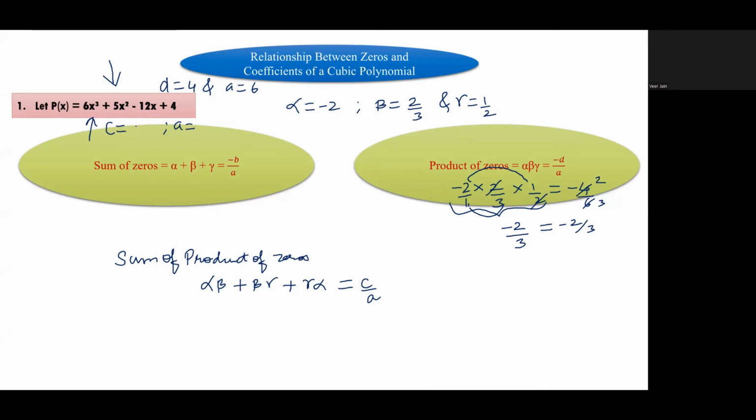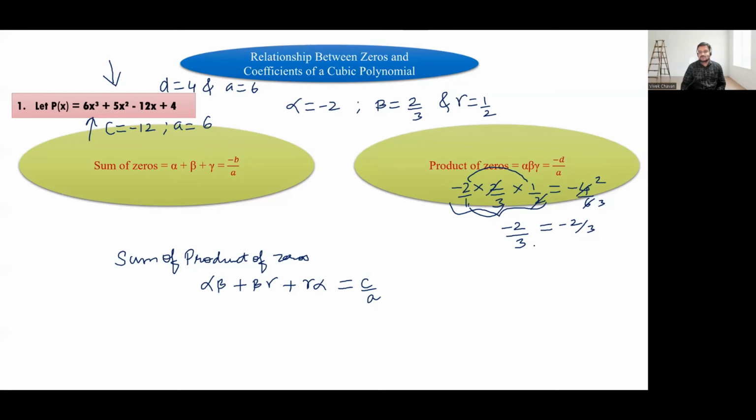Sir, alpha value is -2 into beta value is 2 upon 3, so -4 upon 3. No, first tell me the value of C and A. Sir, C value is -12 and A value is 6. Okay, now we will put the values here.